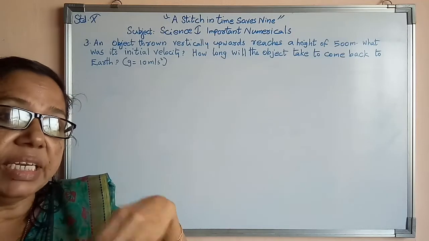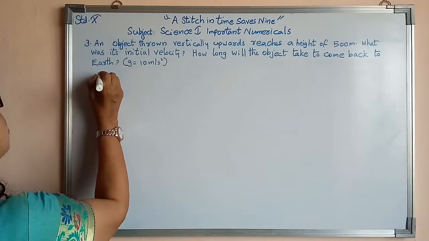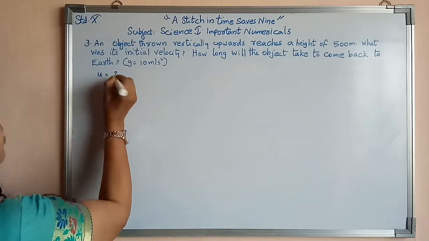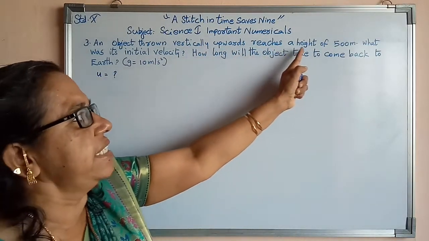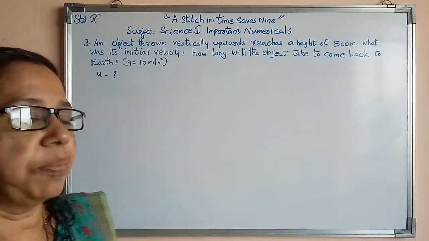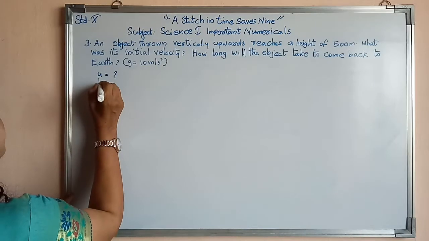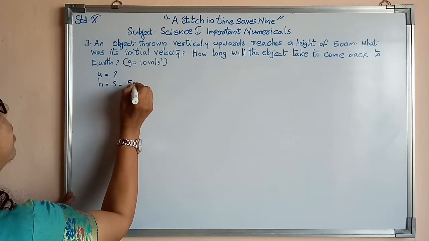So what will be the initial velocity? That means u we have to find out. u is equal to question mark. Then they said that it reaches a height of 500 meter. Height is given, that means h is given. h is equal to s, that is equal to 500 meter.